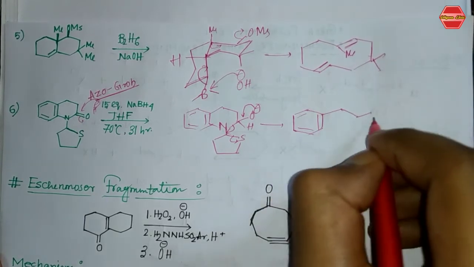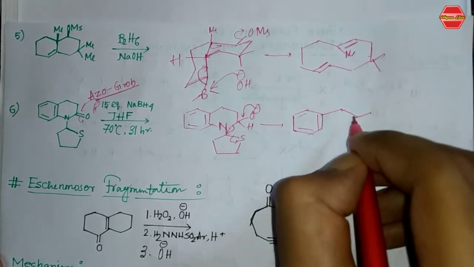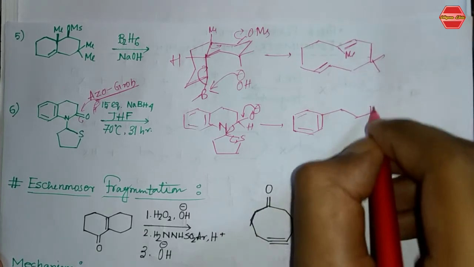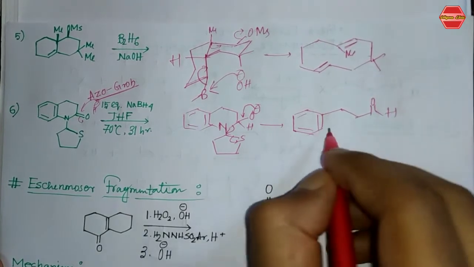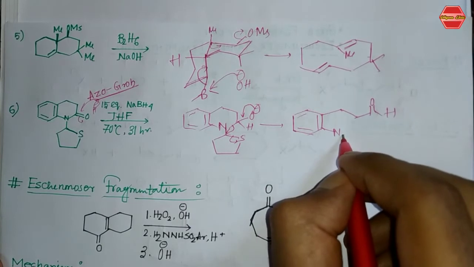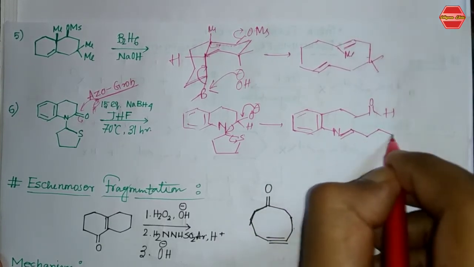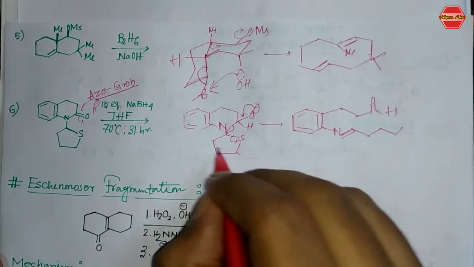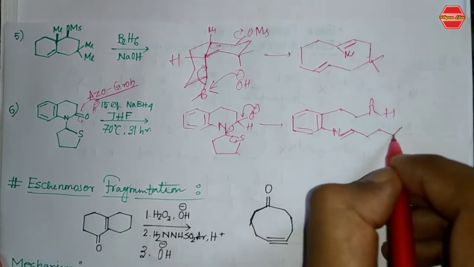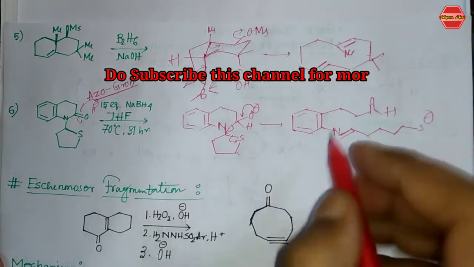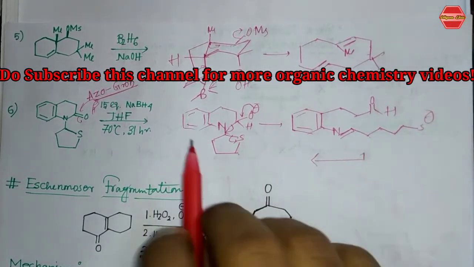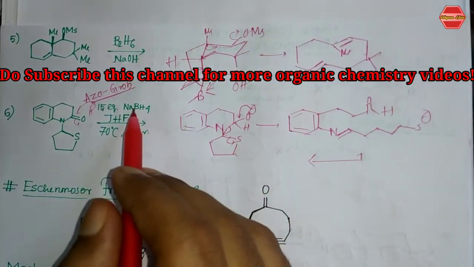This is the double bond CH2 CH2 OH, and here you have the nitrogen, and this double bond CH2 CH2 CH2 CH2, and this S minus, right? And finally we have the sodium borohydride in the reaction medium.